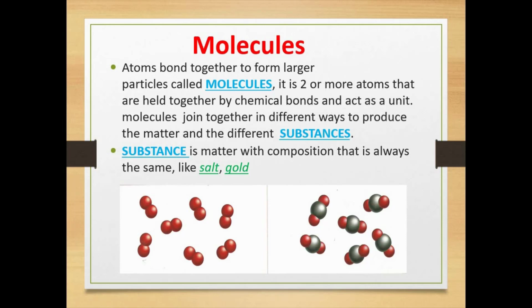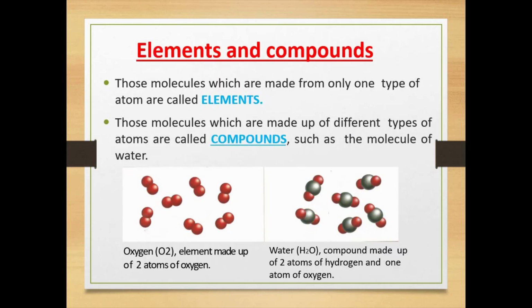Then when molecules join together, they form something different called a substance. A substance is matter with a composition that always exists as the same, like gold, like salt, like water. You can find them as they are, all the time attached together.